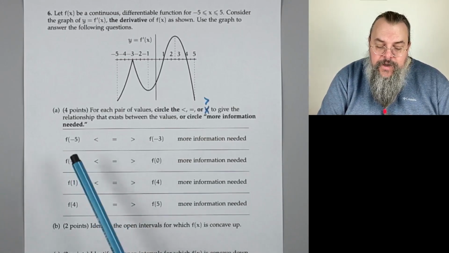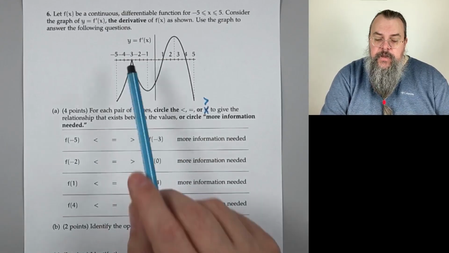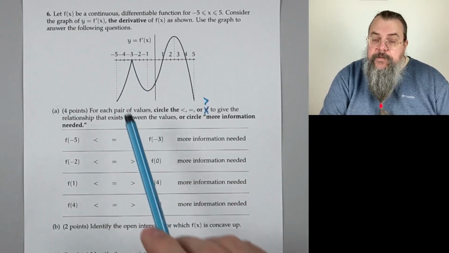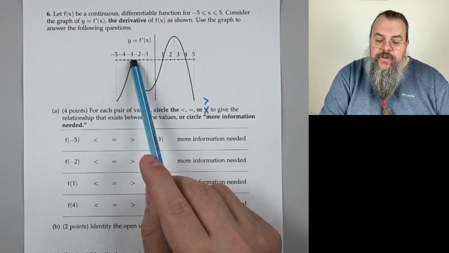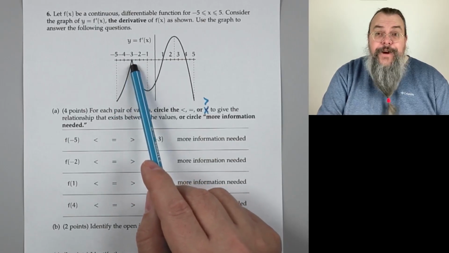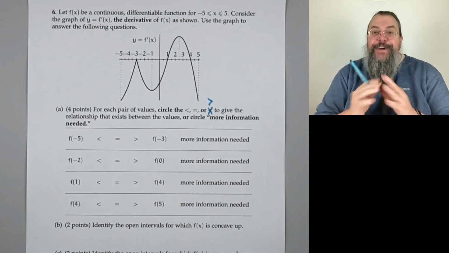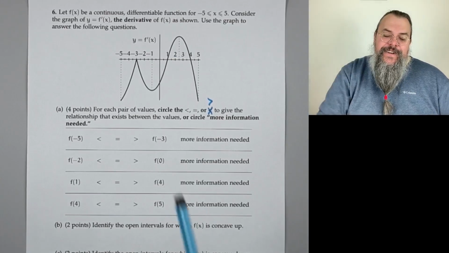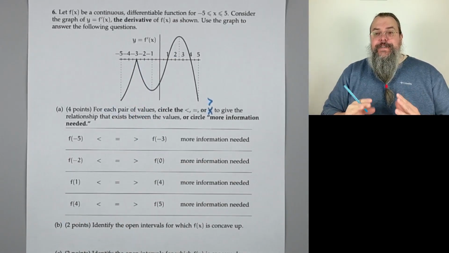So, we want to look at f of negative 5 versus f of negative 3. So we want to say, okay, which one of these values for f is bigger? You might say, aha, I see f of negative 3 is higher than f of negative 5, so it's f of negative 3, right? But remember, gotta be careful. This is f prime. So what's going on here?